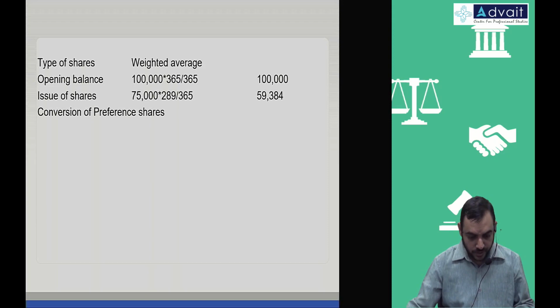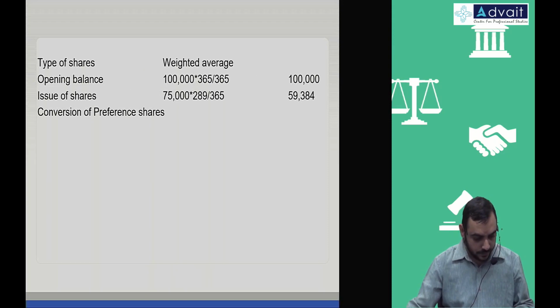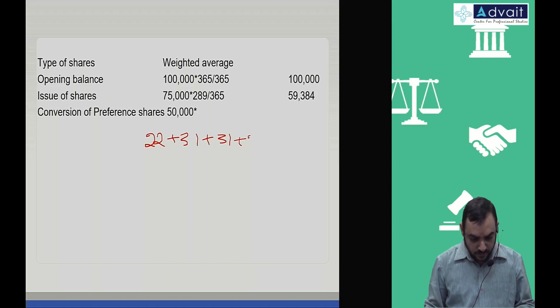So conversion of preference shares, how many shares are given? 50,000, and you have to count from November 8th. So in November we will take 22 days, December 31, Jan 31, Feb 28, March 31. How much total does that come to? 143 by 365.